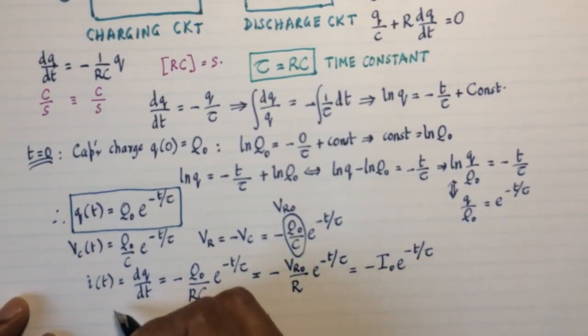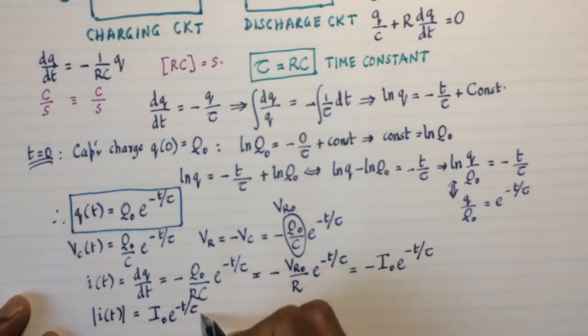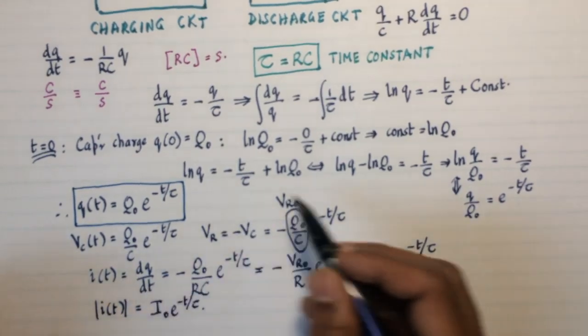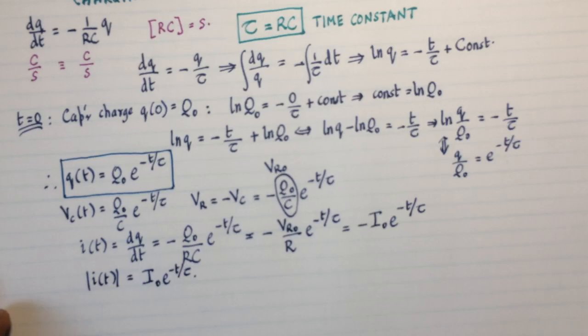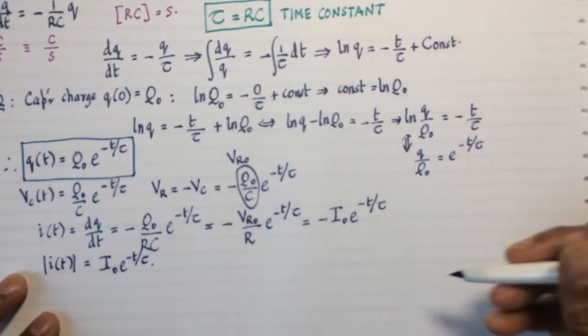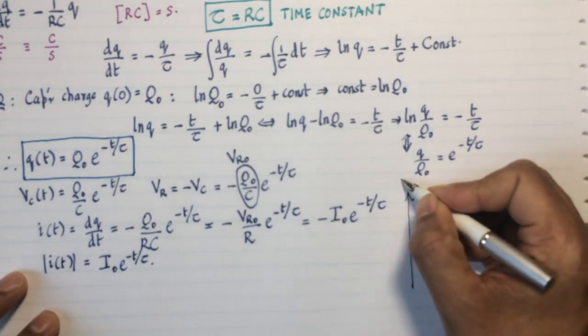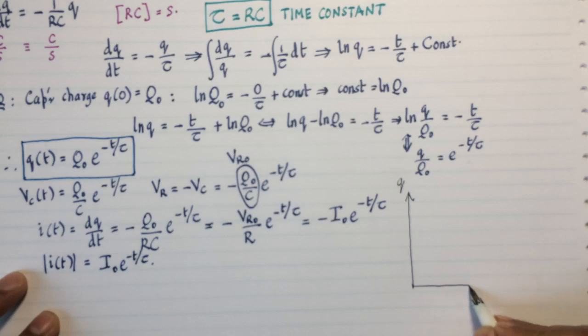So we're going to remove the negative sign and think of the conventional current I of t as just being equal to I naught e to the minus t over tau. So those are the various equations of the RC circuit. These equations are all well and good, but it's better to just remember them in terms of a plot. So if I try plotting them, what will I see? Let me try doing the charge first, and then I'll tell you about the rest.